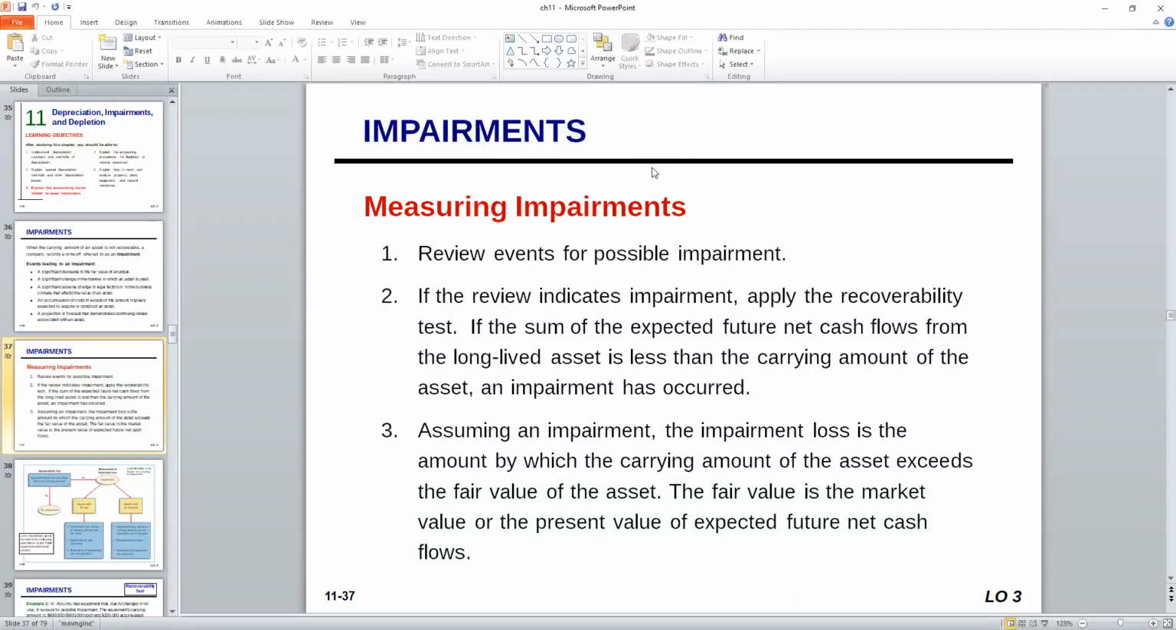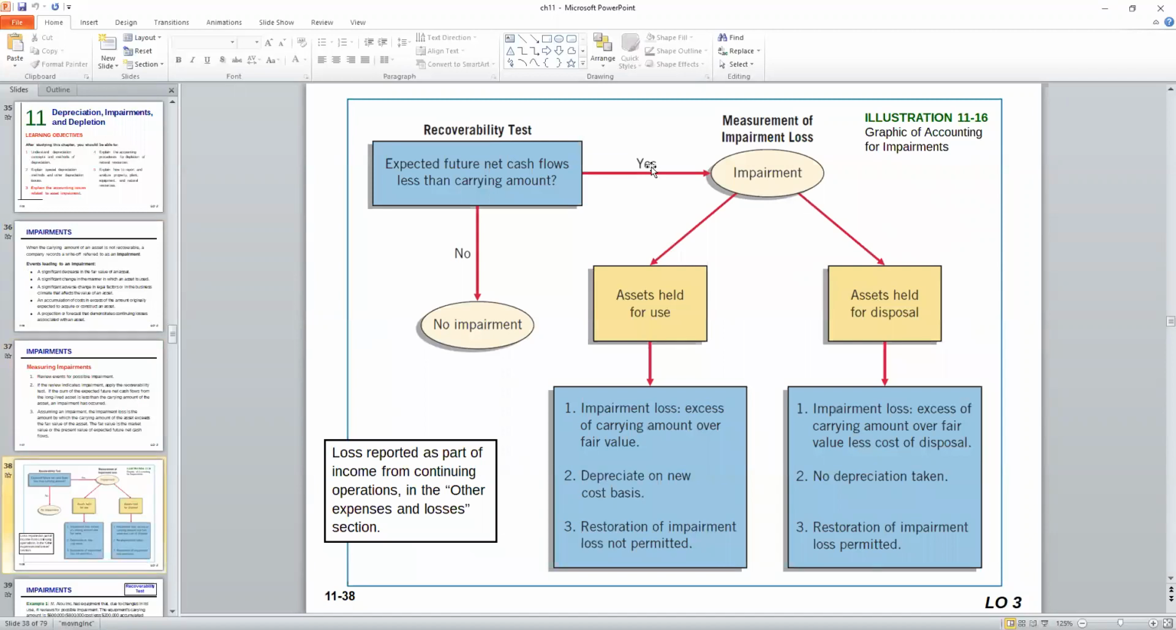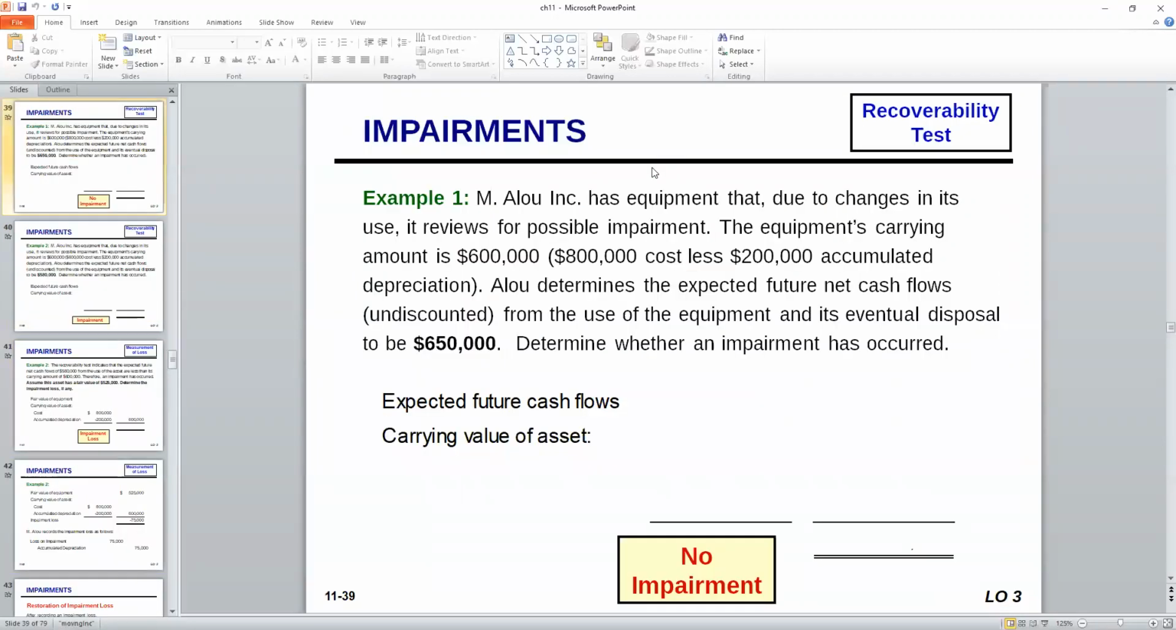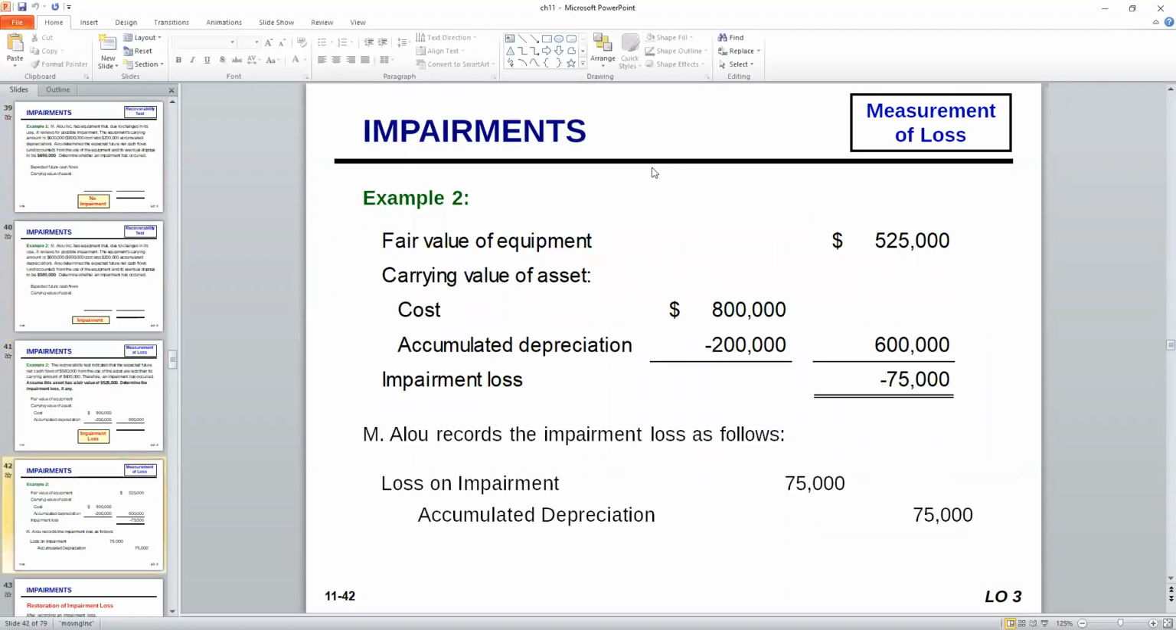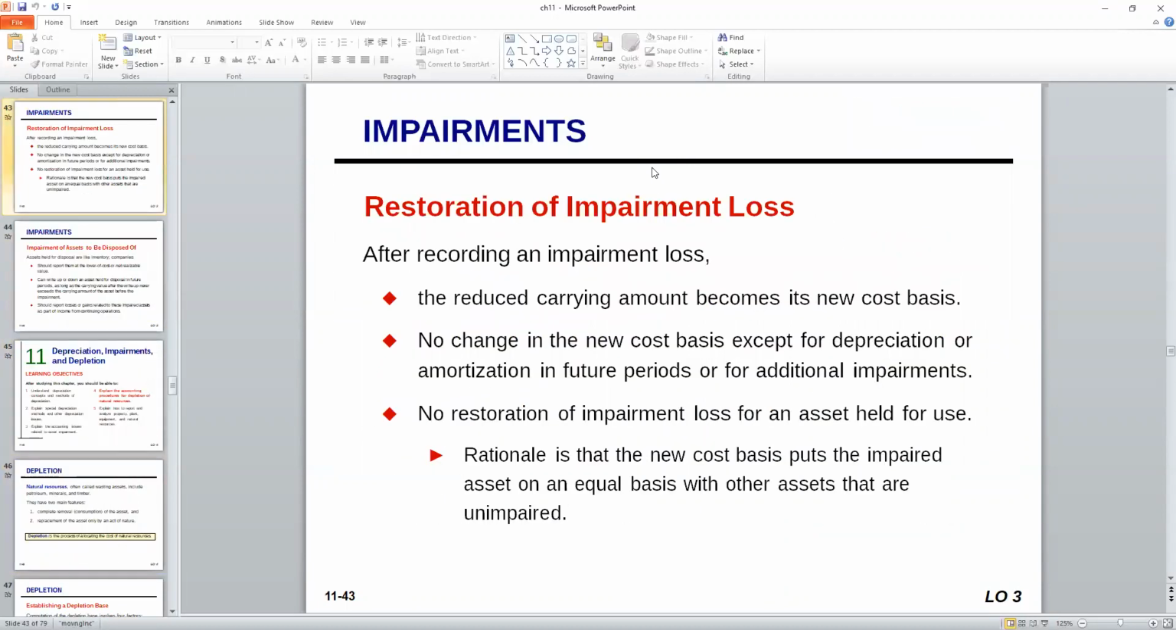So the key is that there is an impairment process, an impairment review, and then there's a write down immediately when that's recognized. And if you expect to recover something, then you can recognize that. Okay, so here's an example.